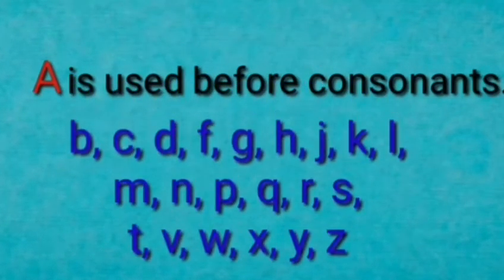A is used before consonants. If the word sounds consonant, then we have to use a. If the word is beginning with letter B, C, D, F, G, H, J, K, L, M, N, P, Q, R, S, T, V, W, X, Y, Z, then you have to use a. So we will have some examples.